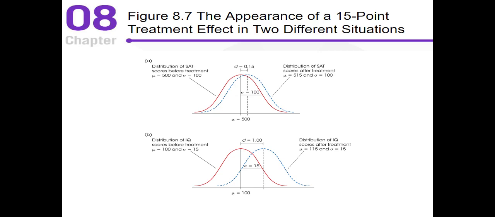And then in part B, we have the standard deviation of 15 and a 15-point effect, which is relatively large. So Cohen's d can use the standard deviation to help measure the effect size.